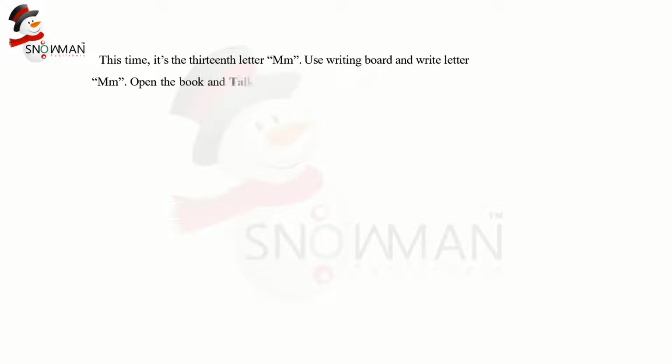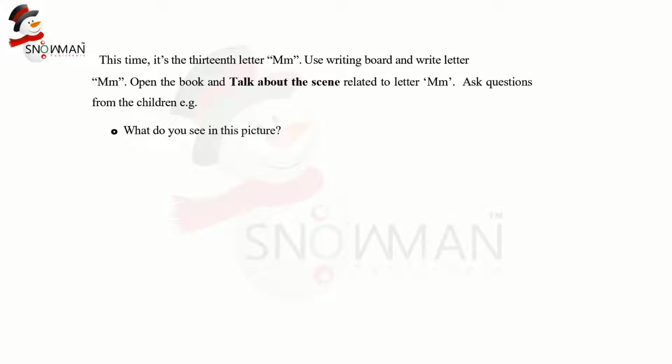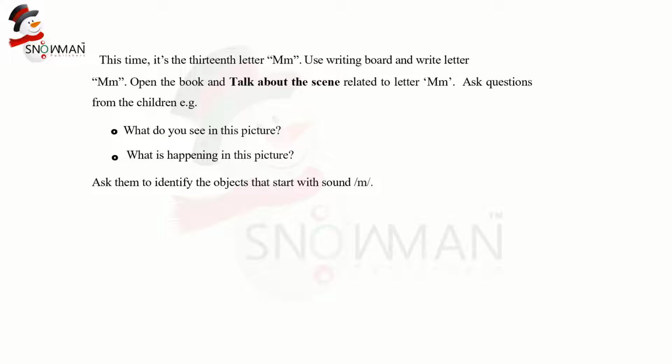Open the book and talk about the scene related to letter M. Ask questions from the children. For example, what do you see in this picture? What is happening in the picture? Ask them to identify the objects that start with the sound M.